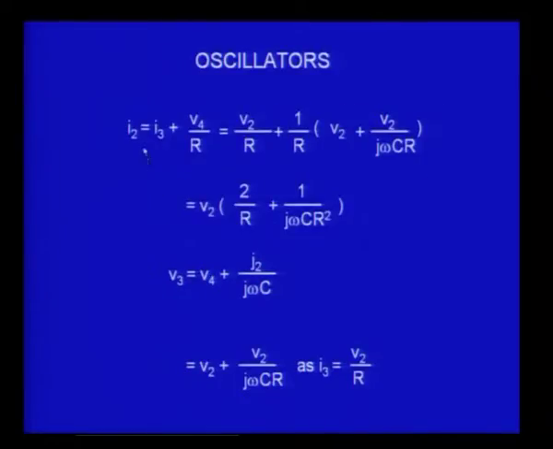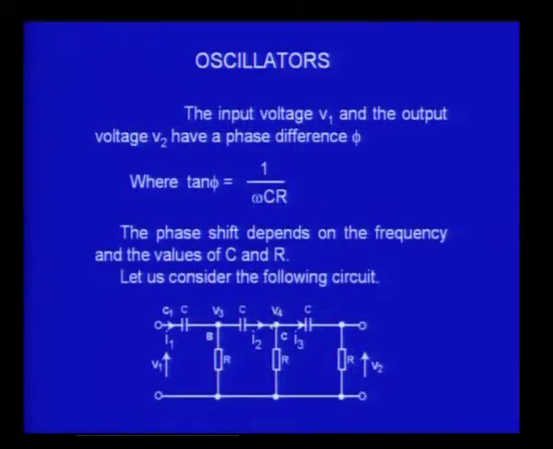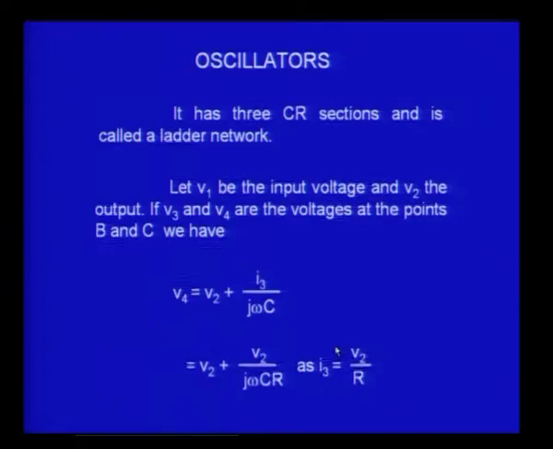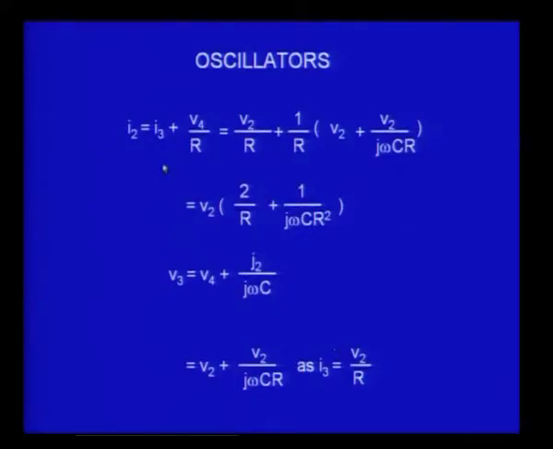Now if I want to look at the next current I2 in the circuit, which is this current, this current I2 is I3 plus the current through this. So I3 is already known, we have already derived. This current is V4 by R. So that is what I am going to use now. So I3 plus V4 by R is I2.